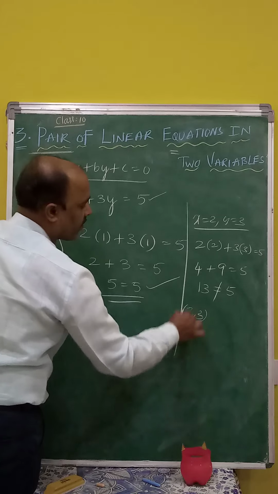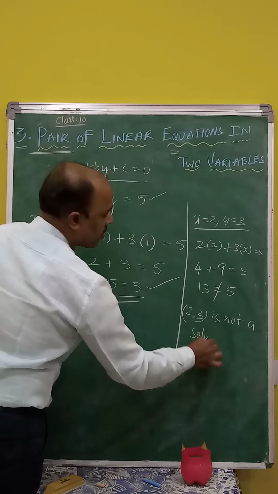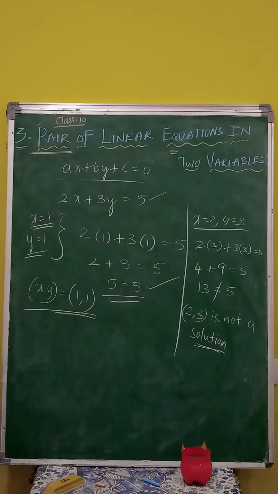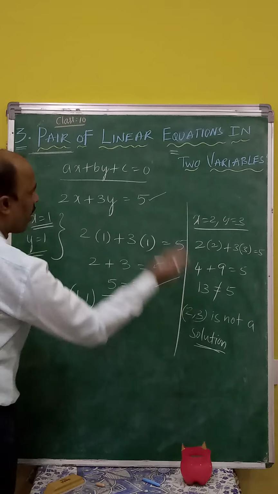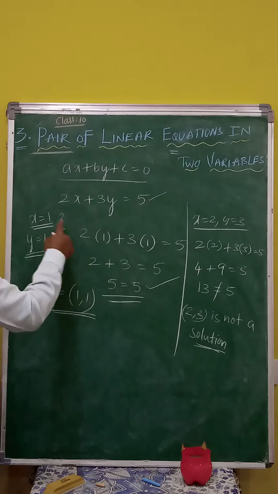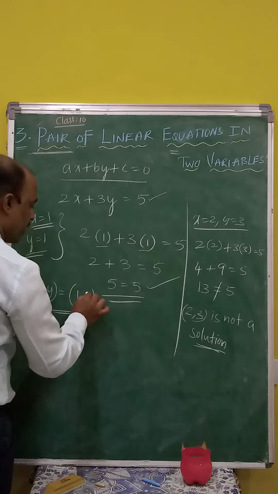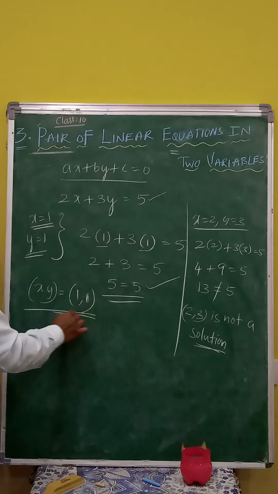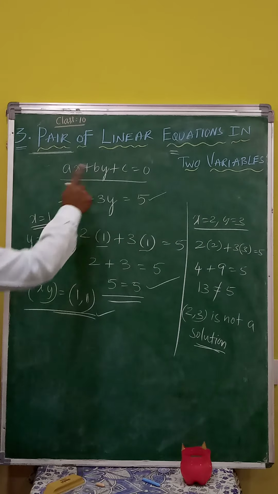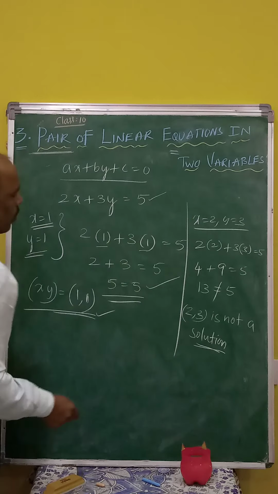Therefore, 2 comma 3 is not a solution of the given equation, 2x plus 3y is equal to 5. The 2 comma 3 is not satisfying the equation. But what is satisfying? 1 comma 1 is satisfying. Therefore, the solution is 1 comma 1. You can write it like an ordered pair. 1 comma 1 is a solution of the given linear equation, that is ax plus by plus c is equal to 0, in our example 2x plus 3y is equal to 5.